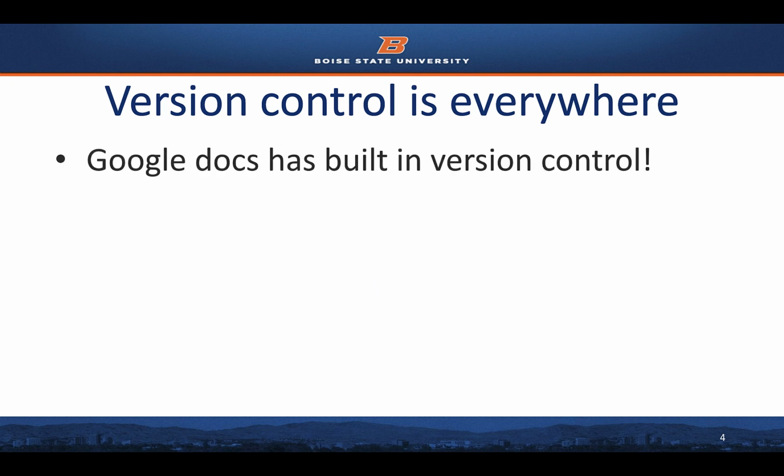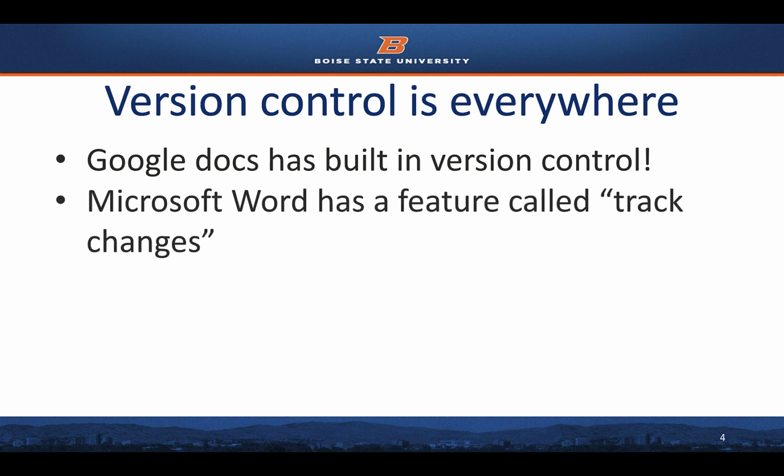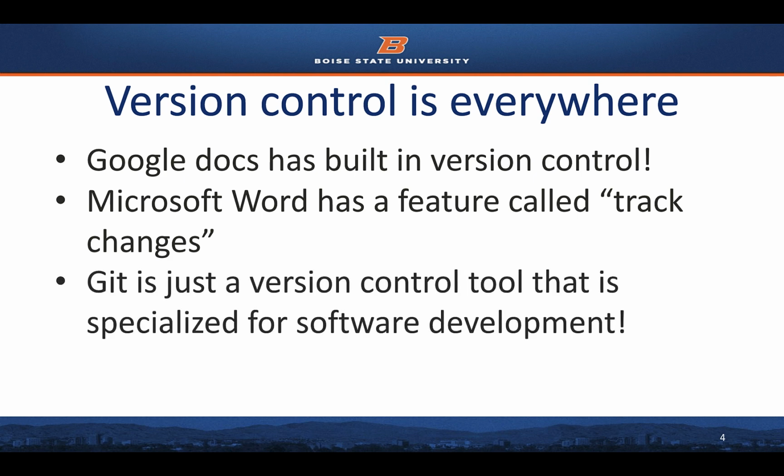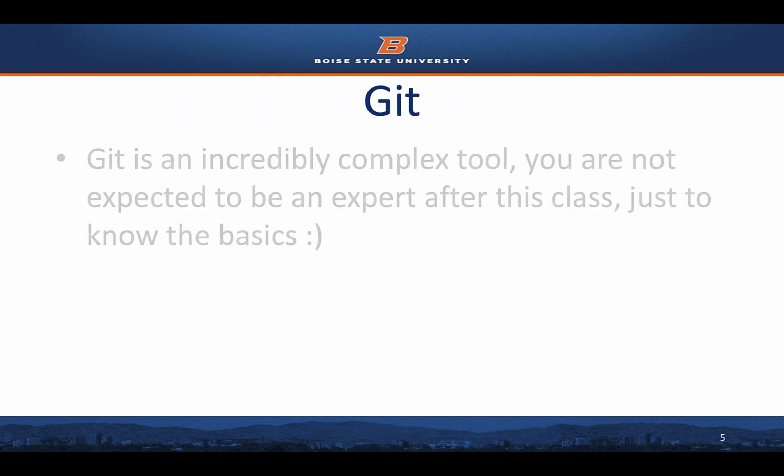Version control is everywhere, even outside of software engineering. Google Docs has built-in version control. Microsoft Word has a change called track changes that you can use when you're handing a document around in, say, an English class. Git is just a specialized version control that is tuned towards software developers. So really, the fundamentals are the same. So let's go talk about Git.